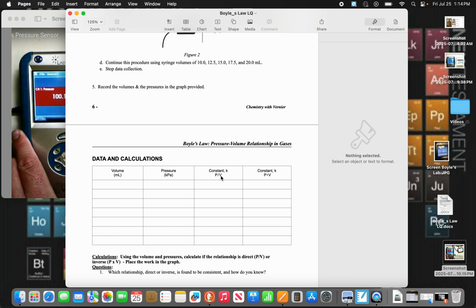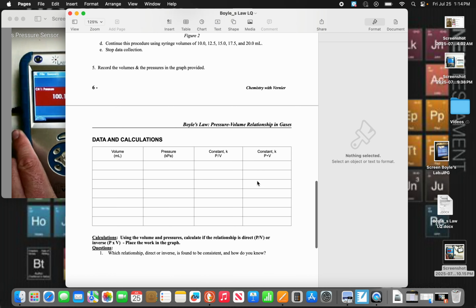Then you're going to do an inverse relationship by dividing pressure by volume, and then we're going to do a direct relation by multiplying them. When you do these, one of these two should get values that are relatively close, which gives us our constant value. The other one's going to be all over the place, which identifies that it's not a proper relationship. So you're going to do that.